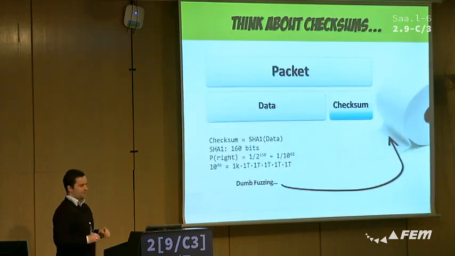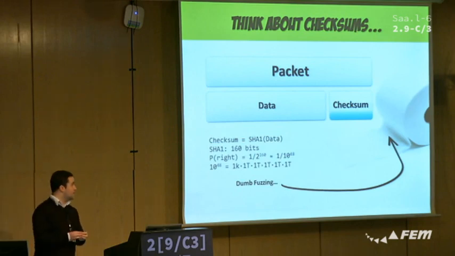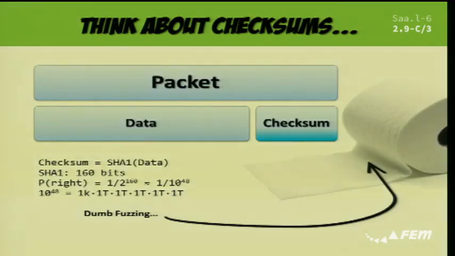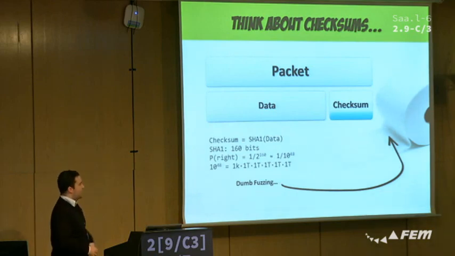Why? Just think about this really simple example. Very quick. You have a packet. A part of this packet is data. The other one is a checksum. Very, very easy protocol. And think about this checksum as some kind of SHA-1. That means you have 160 bits, and you have to get them all right. I mean, the probability of getting this just by chance is 1 in 2 to the 160. That is like 1 kilotera. That's a lot.